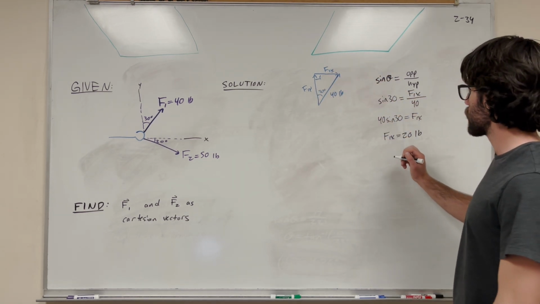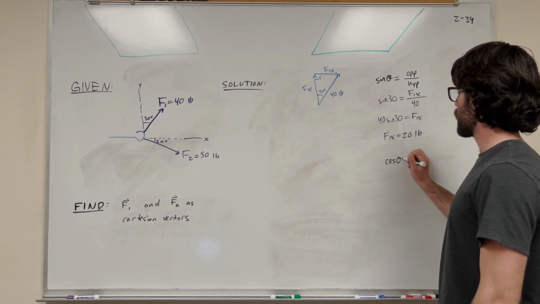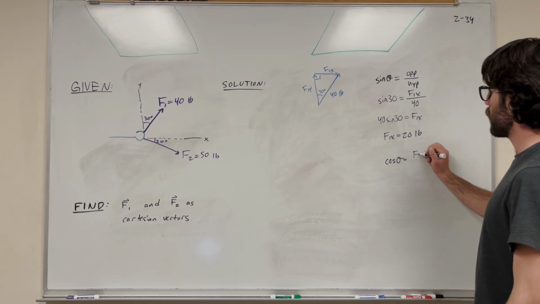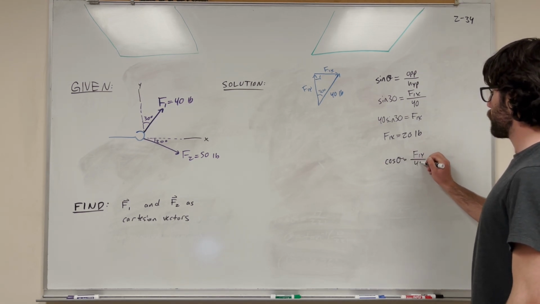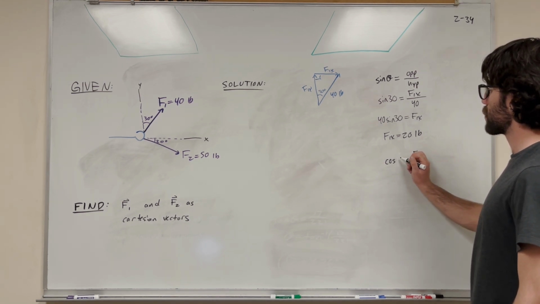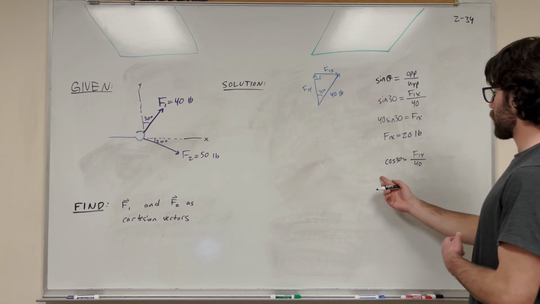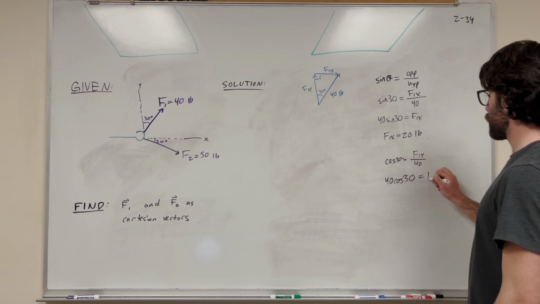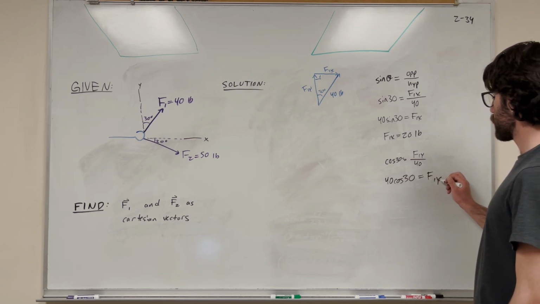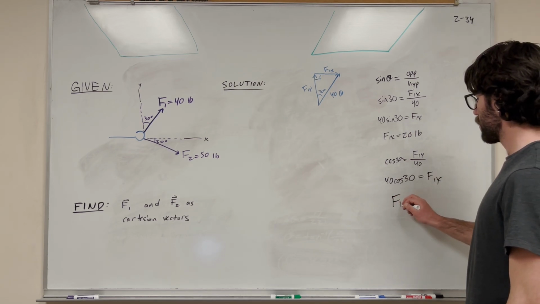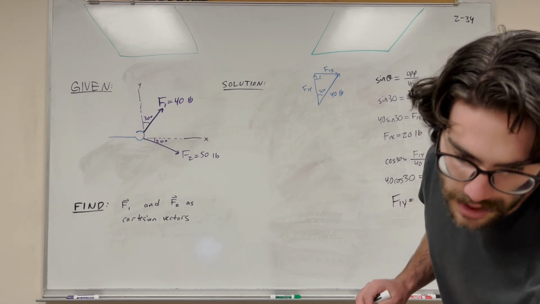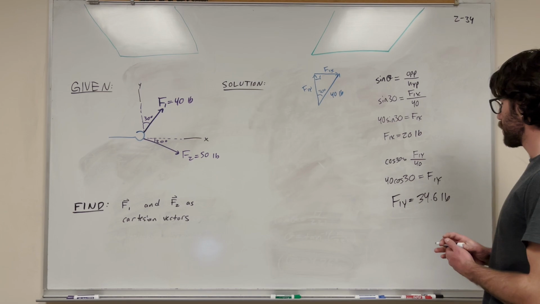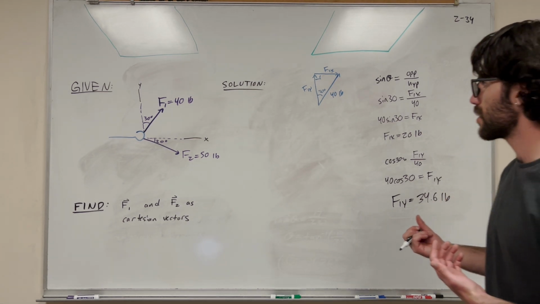So we want to use cosine this time. So cosine of theta is equal to adjacent over hypotenuse. So we're going to do force 1y over hypotenuse, which is 40 pounds. And we know that this theta is 30 degrees for this triangle. So we can move the 40 over to get 40 cosine of 30 is equal to force 1y. And then force 1y is equal to, let's see, 34.6 pounds.